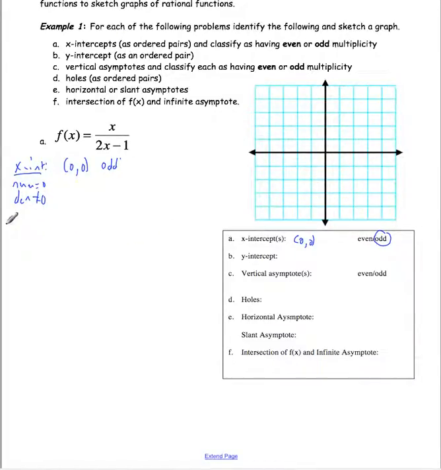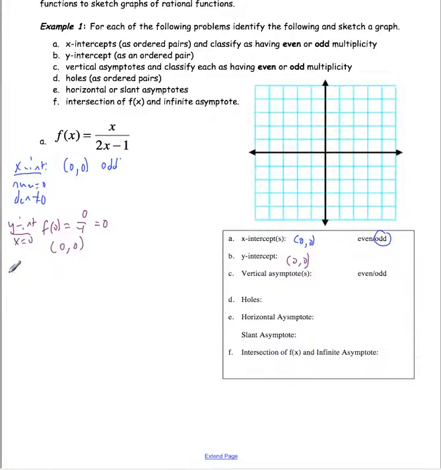Next, let's find the y-intercept. The y-intercept is the point that occurs when x equals 0. So we're going to find f of 0, which is 0 over negative 1, which equals 0. So the y-intercept is the point (0, 0). And whenever we have an x-intercept at (0, 0), we're also going to have a y-intercept at (0, 0).